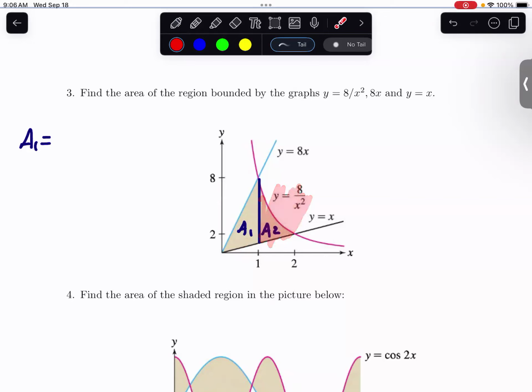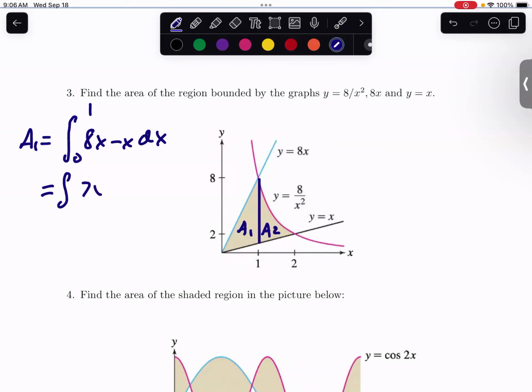Just think, how would we find the area between y is equal to 8x and y is equal to x? Well, this is just going to be the integral from 0 to 1, because this goes from 0 to 1. The upper bound is 8x, so this is the integral of 8x, and the lower bound is given by y is equal to x, so it'll be minus x dx. So this is just the integral of 7x dx from 0 to 1. So that's A1.